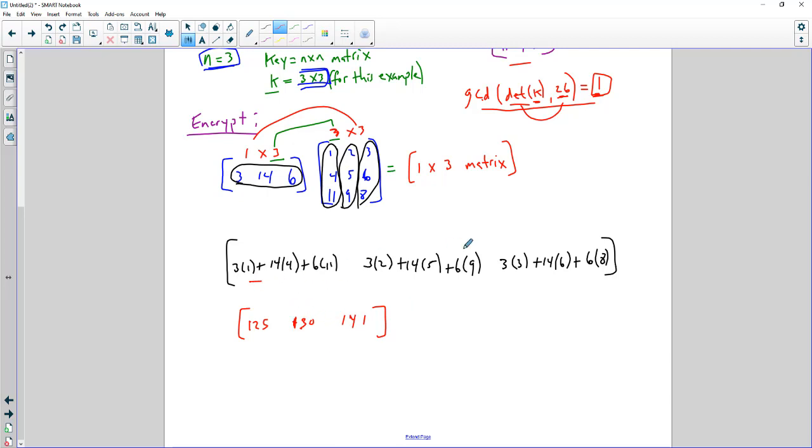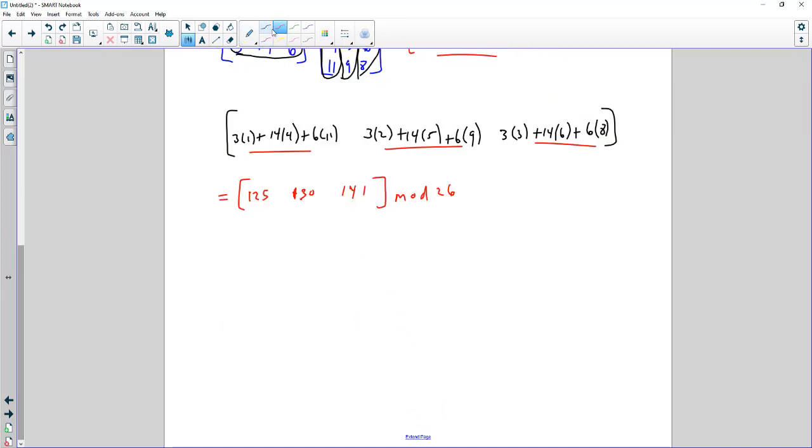Okay, so when I solved all this out, it gave me this matrix here, which is a 1 by 3 matrix, as I promised. It's a 1 by 3 matrix, okay? And what we're going to do here is mod this by 26, modulo 26. A modulus is really just a remainder. And I'm going to show you a good way of doing this. There's an algorithm to it, of course.